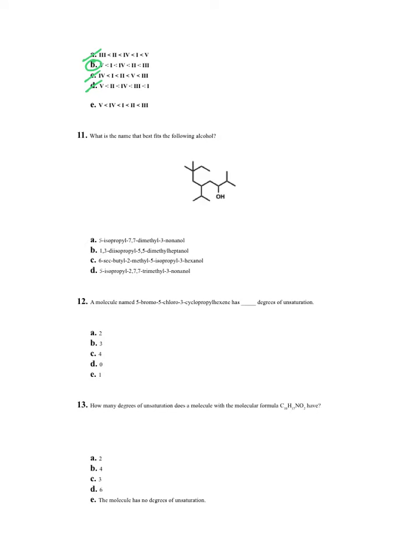So question 11 says, what is the name that best fits the following alcohol? So you know an alcohol is the main functional group. So we need to identify the longest carbon chain. I'm going to start down here in this part of the molecule and call this carbon 1, 2, 3, 4, 5, 6, 7, 8, 9. So C9, nonane, you know it's an alcohol. That alcohol is at the 3 position. So we're going to identify it as 3-nonanol. Again, that 3 is telling you where that alcohol is.